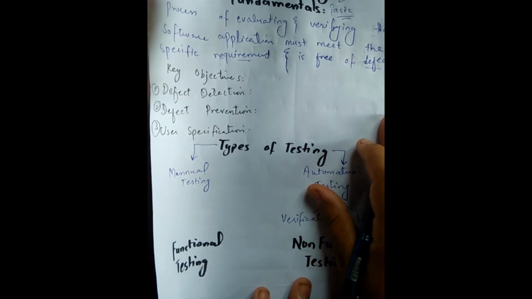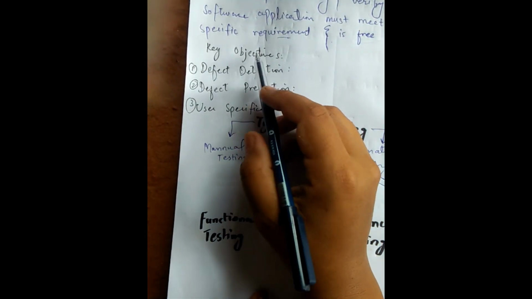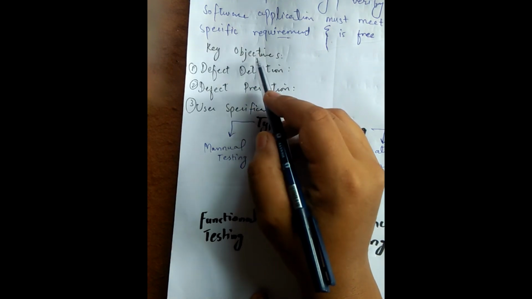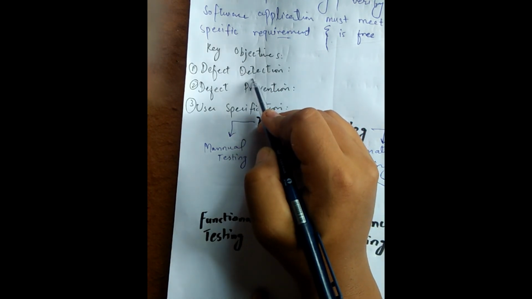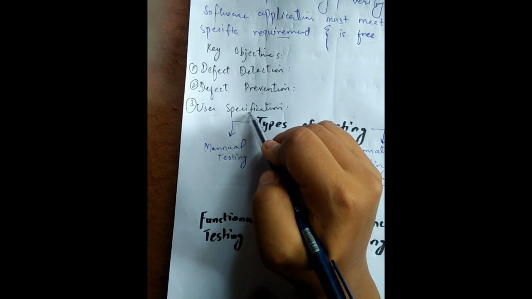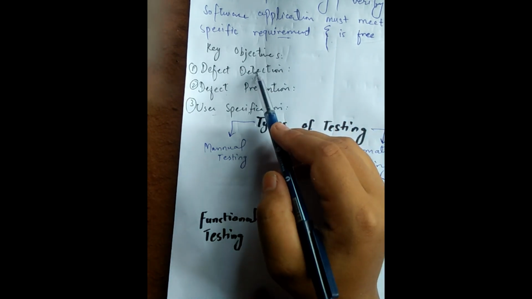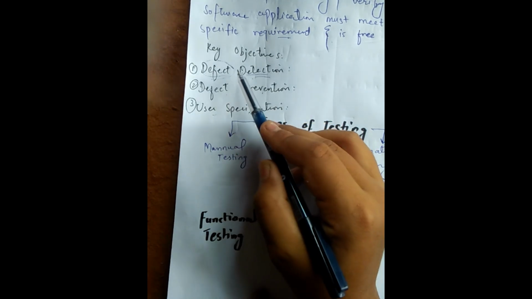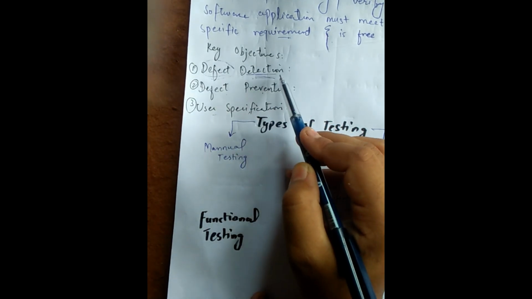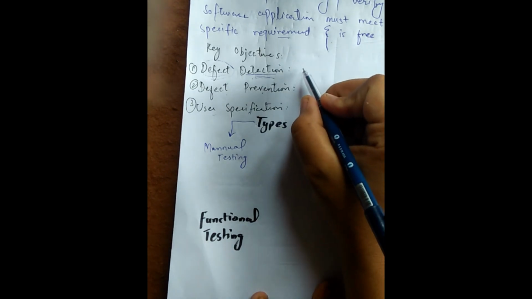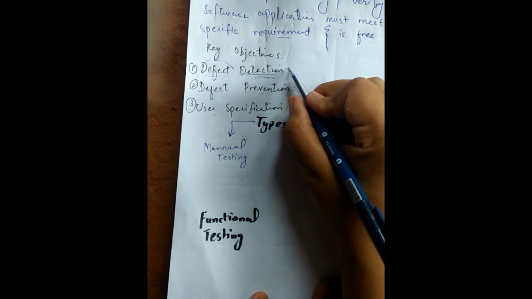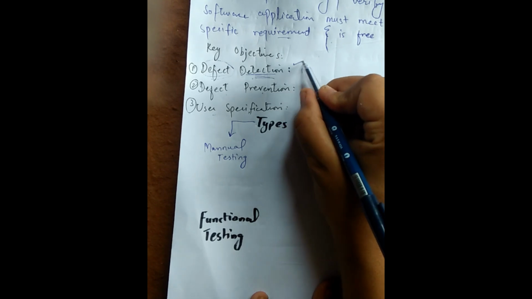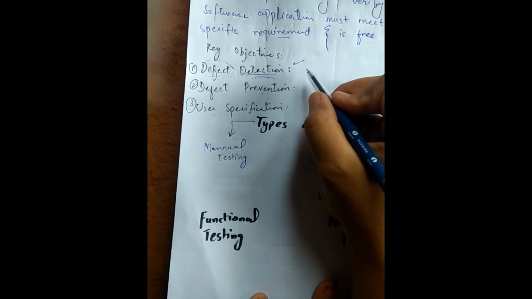Here are the key objectives of software testing: defect detection, defect prevention, and user specification. What is defect detection? Detect means to find something, that is, a defect. In this objective, we study how to detect an error or bug in the app or software, and identify and fix defects or bugs in the software before it is released to users.